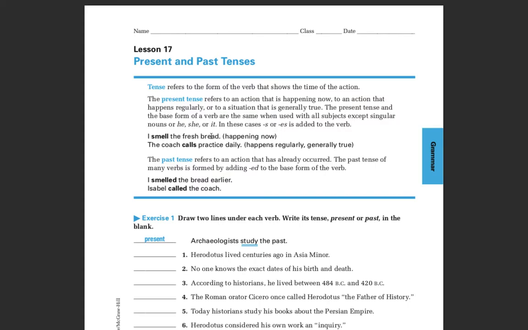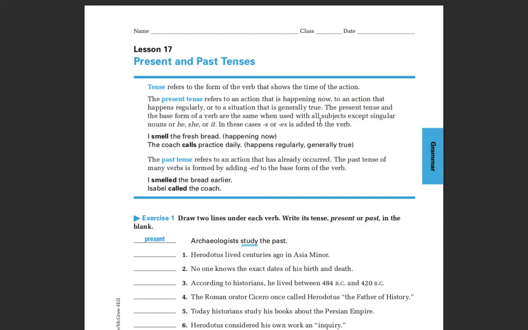It says present and past tenses. Tense refers to the form of the verb that shows the time of the action. So what is a tense? It shows when the action occurred, whether in the present, past, or in the future. The present tense, the simple present tense actually, refers to an action that is happening now because it's in the present, or to an action that happens regularly.